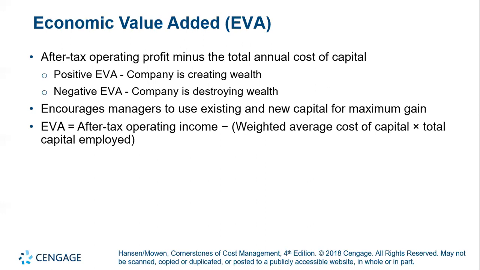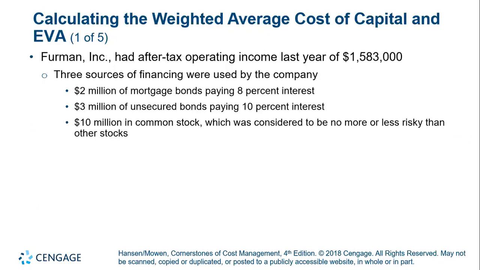EVA is after-tax operating income minus the weighted average cost of capital times the total capital employed. That's now your EVA: after-tax operating income minus the weighted average cost of capital times the total capital employed.